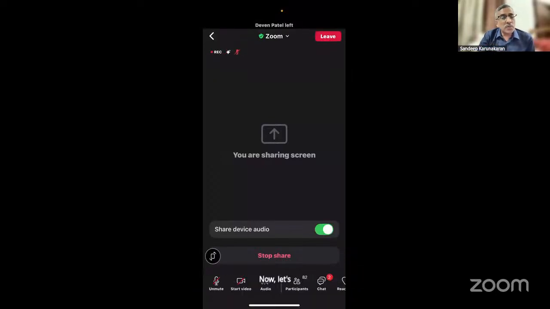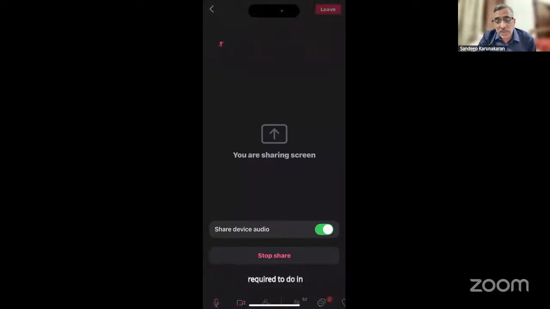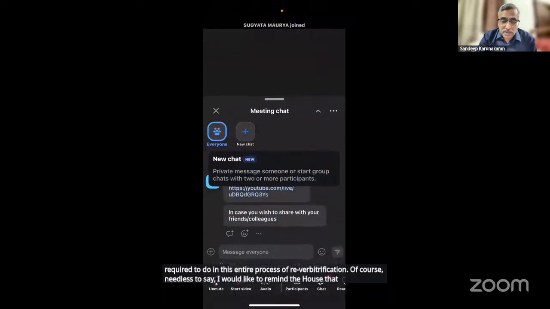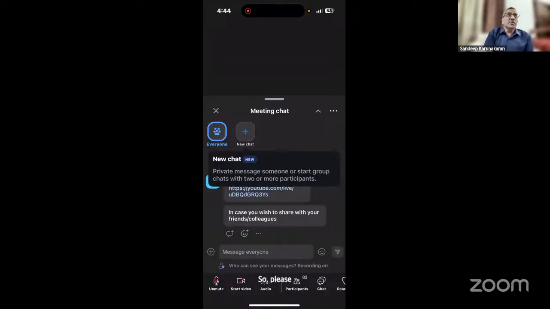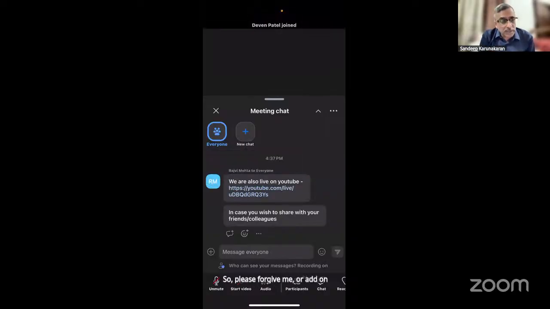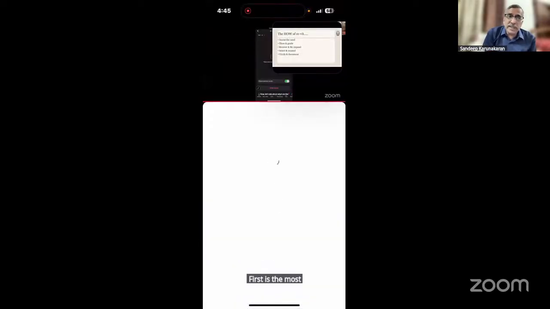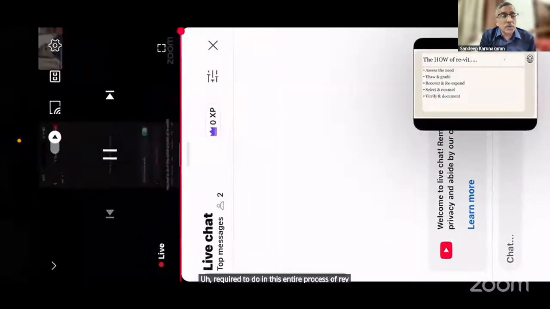Now let's talk about what are the steps that are required in this entire process of revitrification. Of course, needless to say, I would like to remind the house that what I'm going to say is absolutely from my experience and the little wisdom that I have. So please forgive me or add on to the knowledge if I miss some steps. First, the most important thing is to assess the need. Do you really need to revitrify the already frozen embryo?